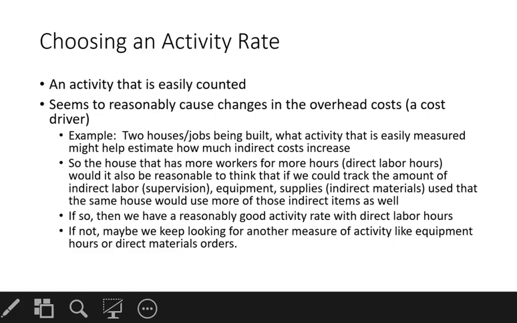So perhaps the hardest thing about this is choosing an activity rate. What is it that you're going to use to take this big pile of overhead and allocate it to individual jobs so that you know or can estimate how much that job costs? Because if all you know is the direct materials and the direct labor of a job, you're not done. You have to have an estimate of the overhead, and it is an estimate. So first of all, you need an activity that is easily counted, something you're already tracking. Machine hours, equipment hours, direct labor hours, direct material purchases, something like that. Not something that you're going to have to pay somebody to sit there and count.